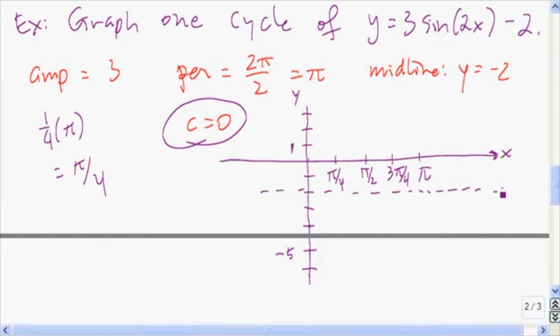All right, so next, starting at our c value, which is 0, we go to the midline, and that's our first key point. Then we have to decide, do we go up or down? So do we go to the max next or the min? This 3 here is positive, so we go up to the max, back to the midline. Okay, obviously my scale is not good. To the min, then back to the midline.